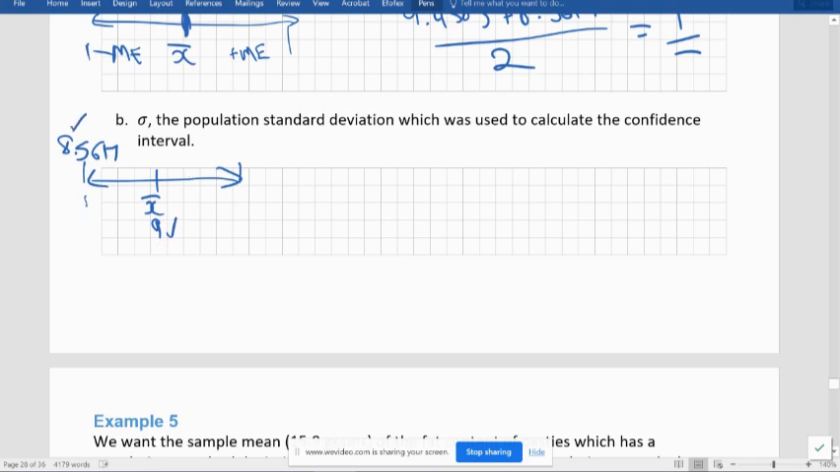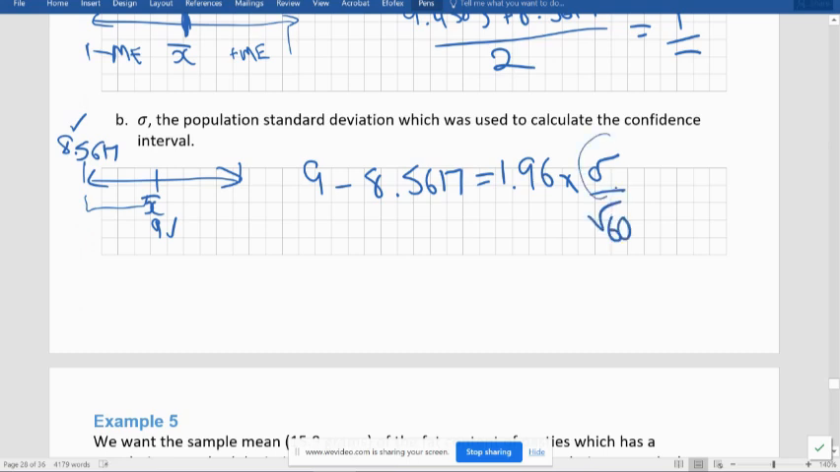So if I know that the sample mean was 9, and I know that the lower limit was there, remember this value that I subtract is the margin of error. So the difference between these two has to be the margin of error. We don't know that, but we know that the n value was 60. We know it's a 95% confidence interval. And like I said, to get to this point, we take the sample mean and subtract 1.96 standard deviation over root n. So obviously this is this value here.